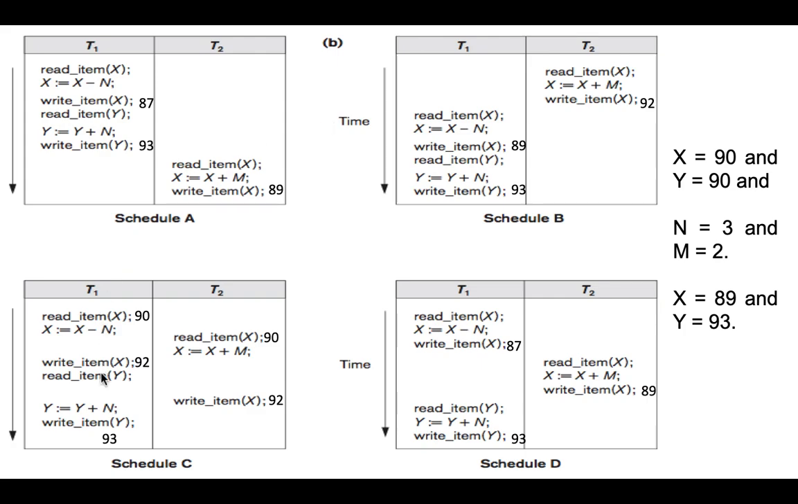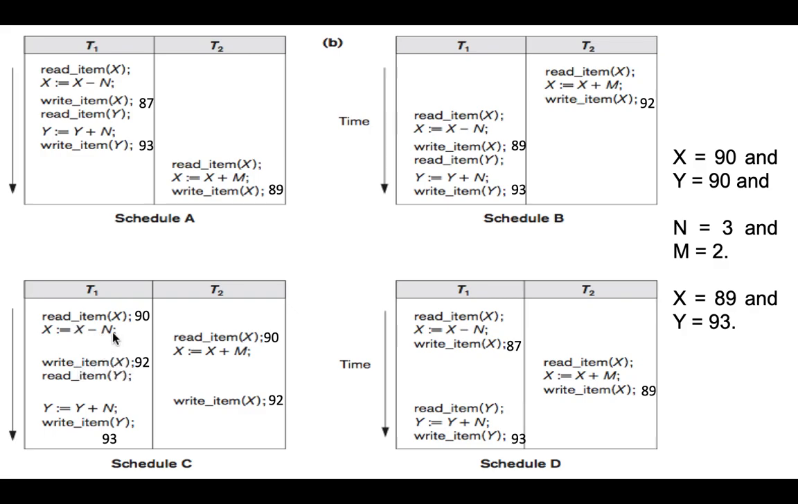Now let's see what happens with schedule C. Please try to concentrate on this. In schedule C, we read x, so x is 90. I've just written the values over here. X is 90. When we do x equal to x minus n, bear this in mind, x is updated only when we perform the command write item x.